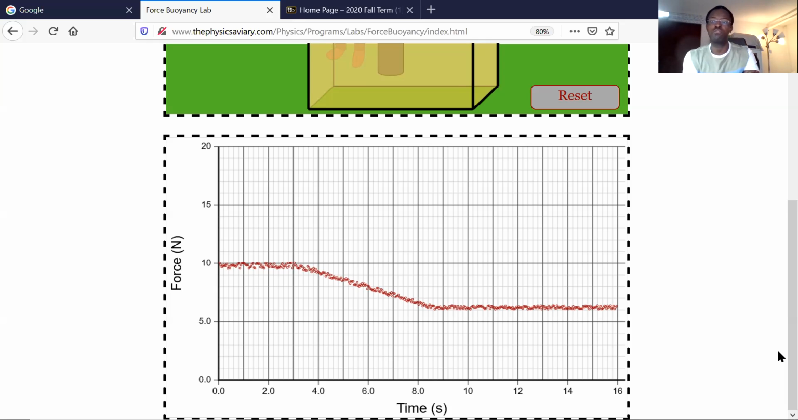So which one of these three forces do you think this plot represents? Anybody, any idea? Can it be the actual weight? The actual weight is supposed to be constant. It doesn't change with time. Could it be the buoyant force?